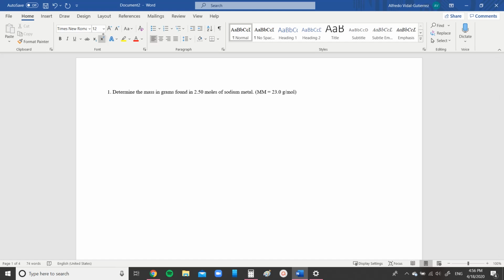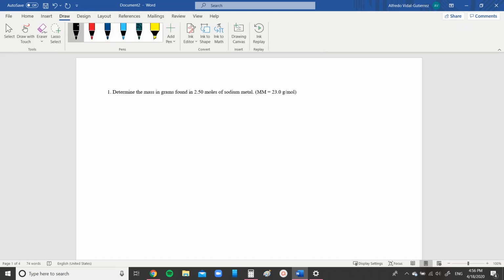Everyone. So today we're just going to learn how to convert between moles of a substance and grams of a substance. And before I get into any unit conversions, in order to convert between the moles of a substance and the grams of a substance or vice versa, you first need the molar mass of said substance.